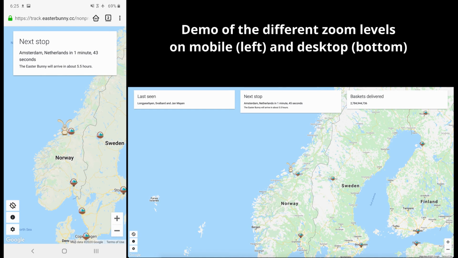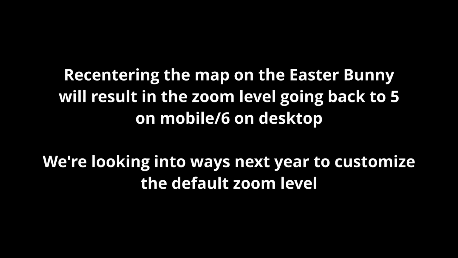You can press the zoom up key once, and while the Easter Bunny is centered, the zoom doesn't change, so you can have whatever zoom level you like. However, if you do uncenter, then recenter the map on the Easter Bunny, it'll go back to zoom level 5 on mobile, and zoom level 6 on desktop. So if you do want to go back to zoom level 6 on mobile, you will need to press the zoom in key once more. We're looking at a feature maybe to add customization for the default zoom level in 2021.